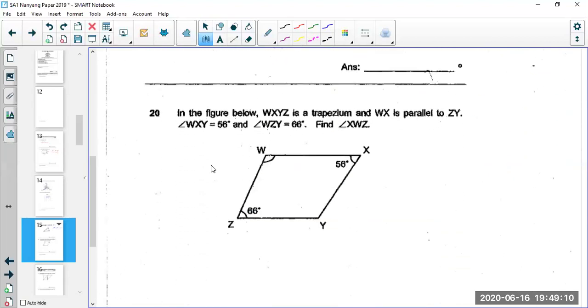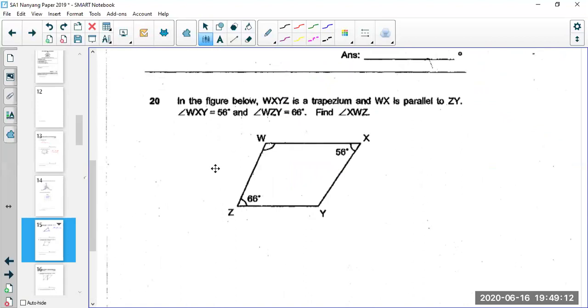Now, next one, you have a trapezium. What is special about a trapezium? In a trapezium, you will have two lines that are parallel. So WX is parallel to ZY, and show the arrowheads. Every time you see lines that are parallel, you show the arrowheads. Why? Because you may be able to find a Z. But in this question, there's no Z.